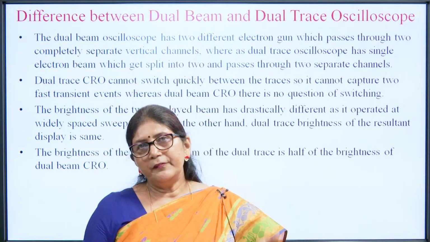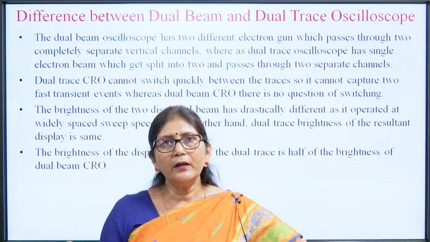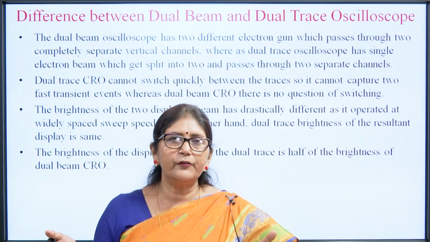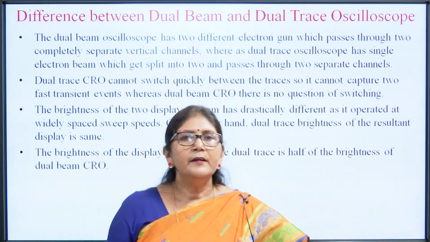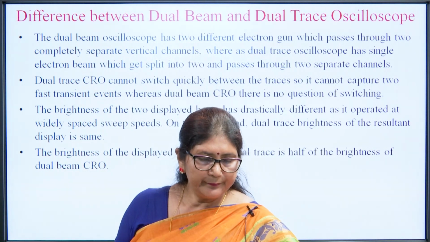So, this is the chopped mode of operation. What is the difference between dual beam and dual trace? In a dual beam oscilloscope two different electron guns are required. In dual trace the same electron gun is used for both the signals.